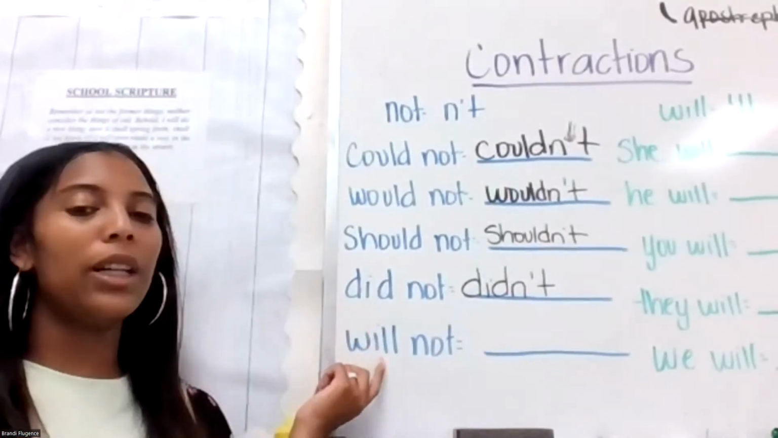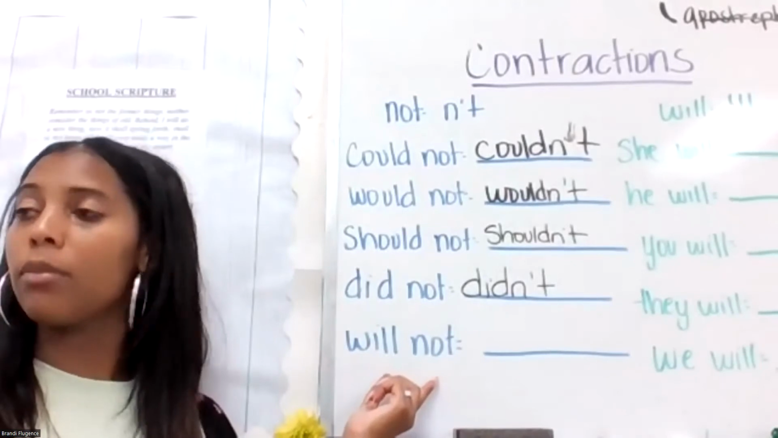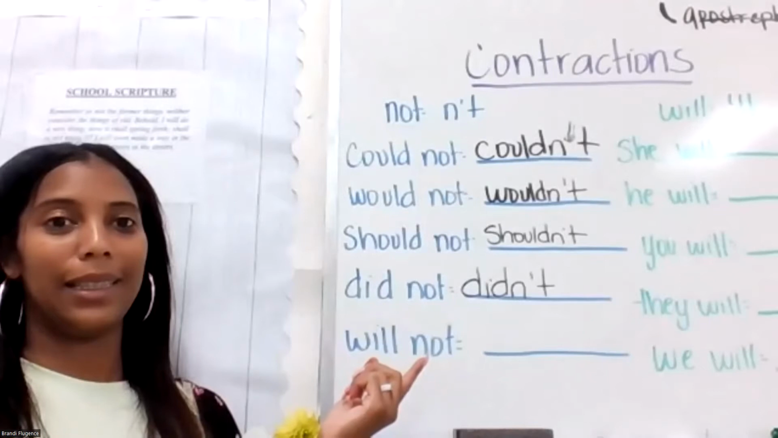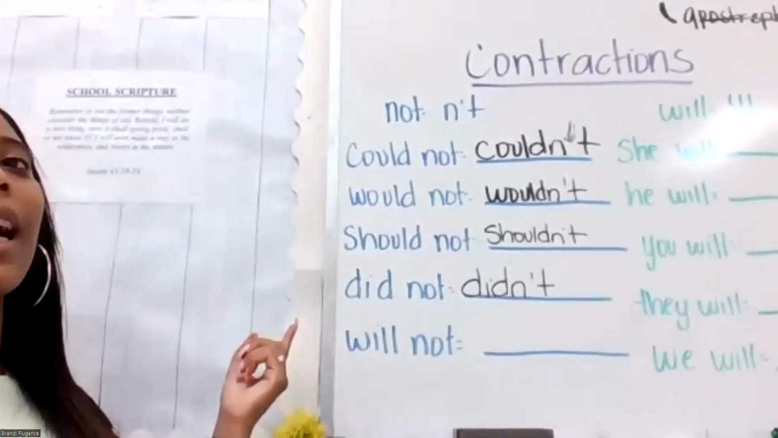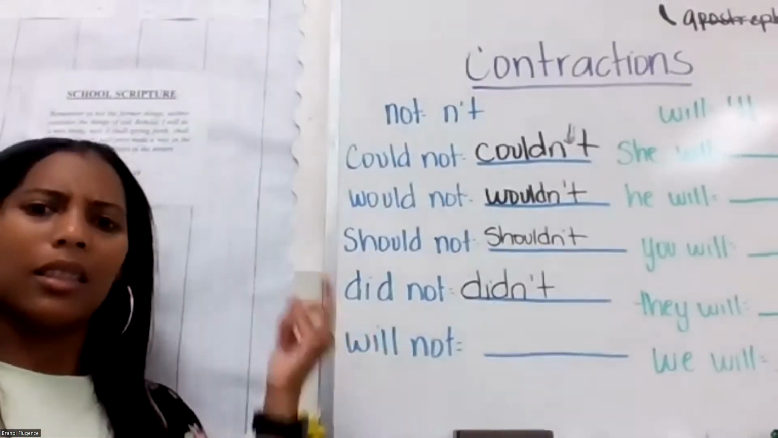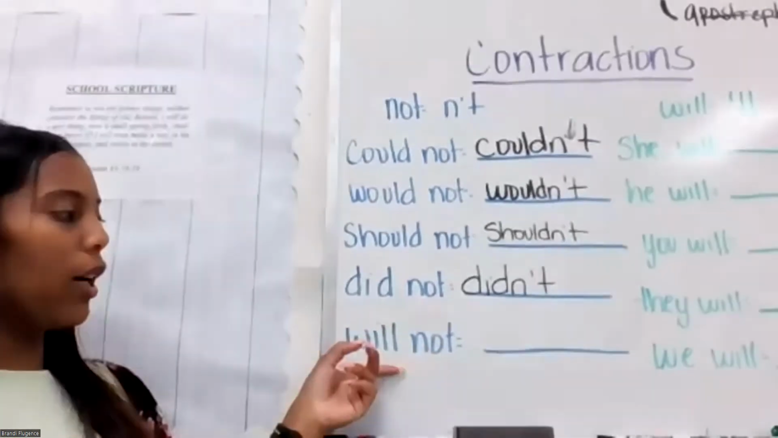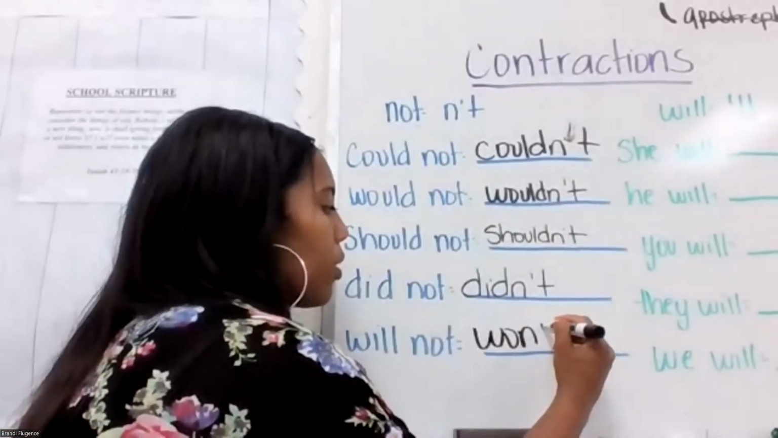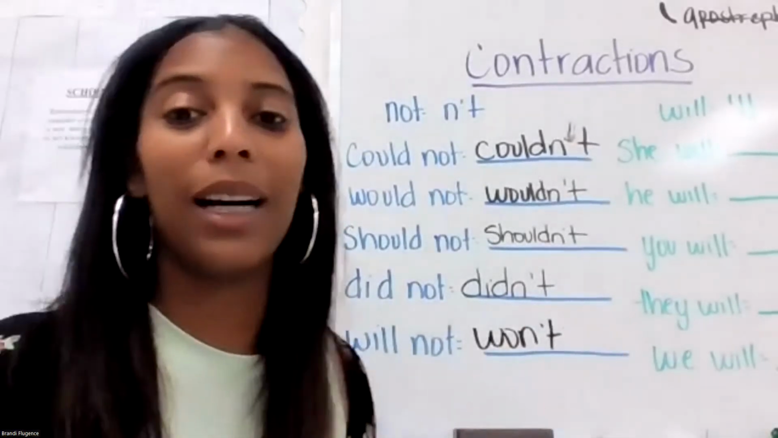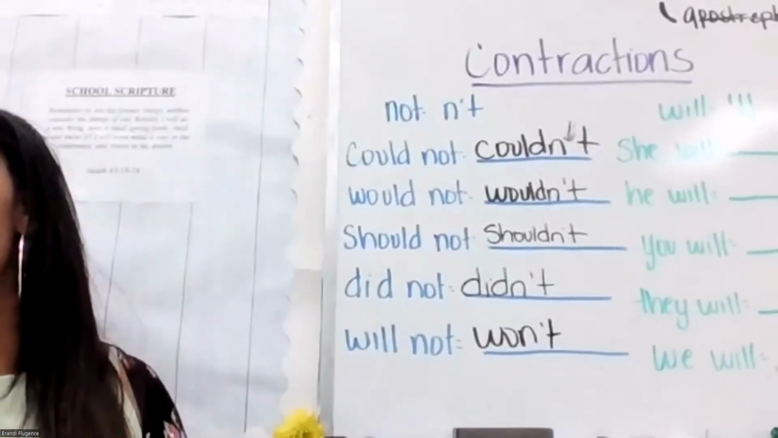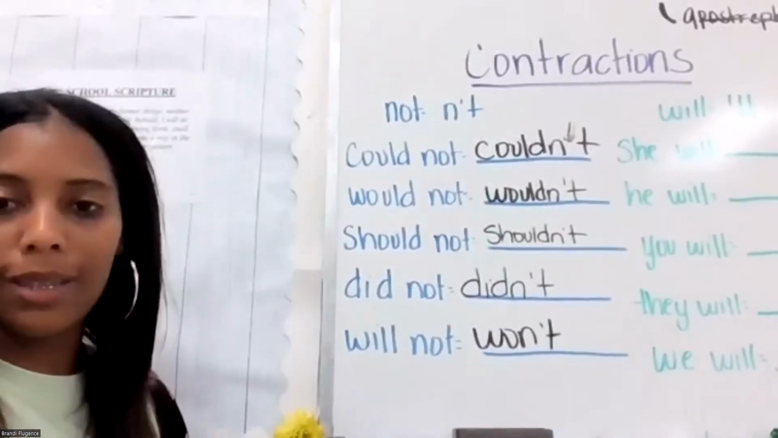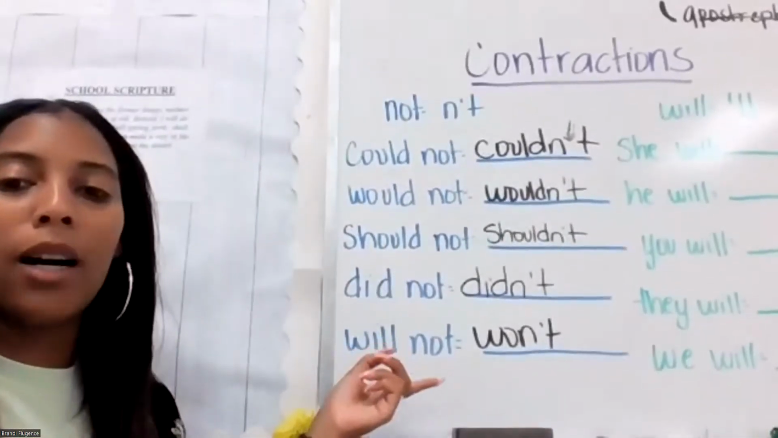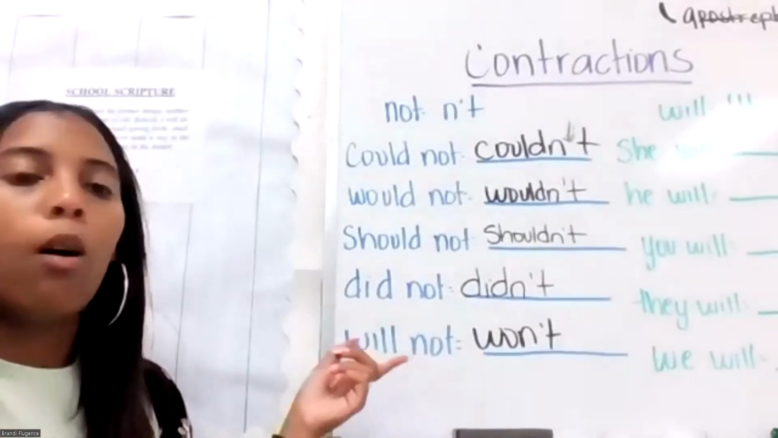So when you contract will and not, it becomes, you want to try? What is it? It's not willn't. Anybody know? I said will and not. Well, will not is the two words. We have to put them together. It becomes won't. I don't know why it changes. But will not contracted becomes won't. Yes, the whole thing. Won't.